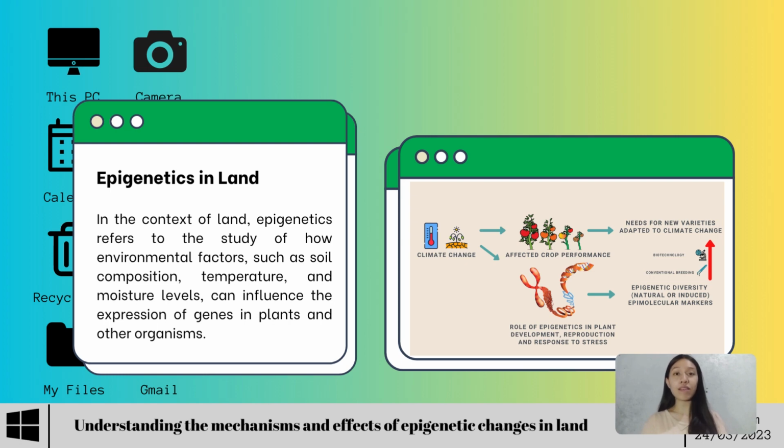Understanding the mechanisms and effects of epigenetic changes in land can help us to develop new strategies for crop breeding, conservation, and environmental management.